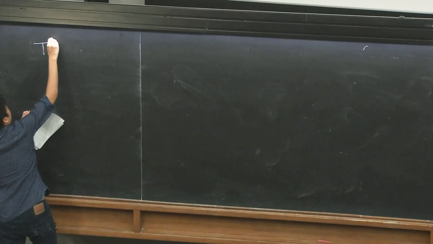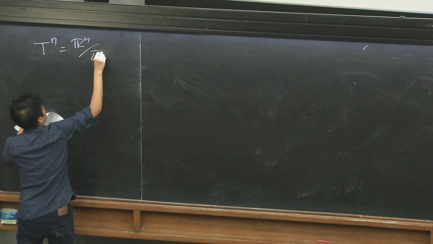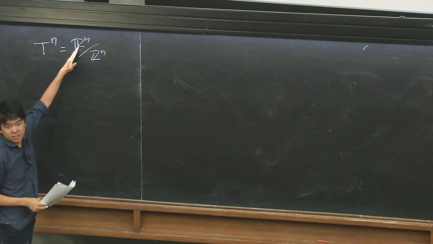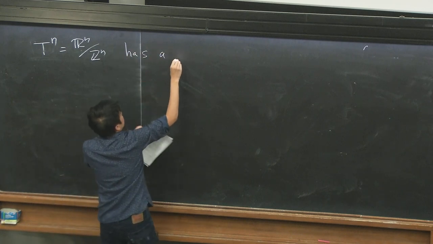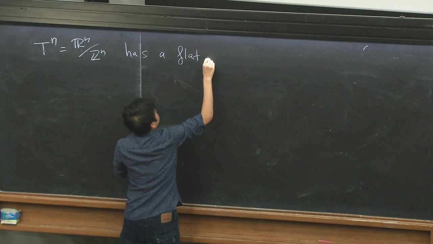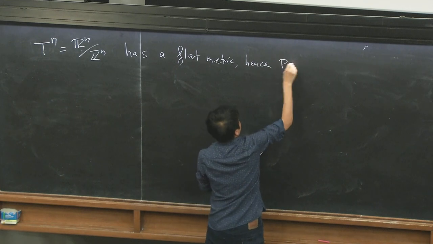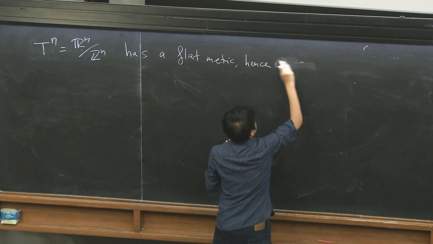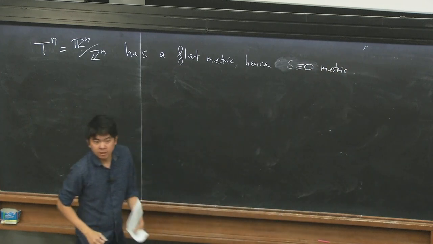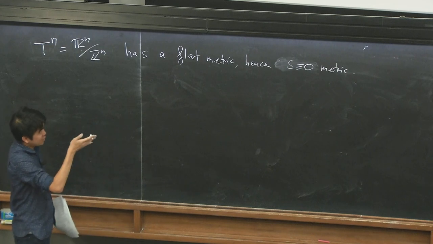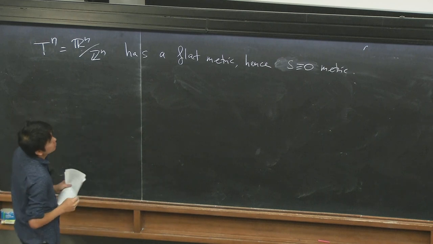Let's take the n-torus. This is just R^n modulo a lattice, Z^n. Because the metric on R^n descends, this has a flat metric, hence a scalar curvature identically zero metric. You get the scalar curvature from the sectional curvature by taking traces, so you get zero.